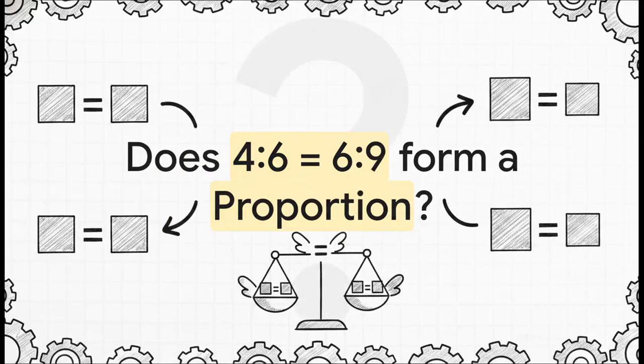Okay, one last dramatic test for you. Question 3. Check if 4 is to 6 equals 6 is to 9 forms a proportion. Are these two ratios truly equal? You know exactly how to prove it. Hit pause and run those numbers.